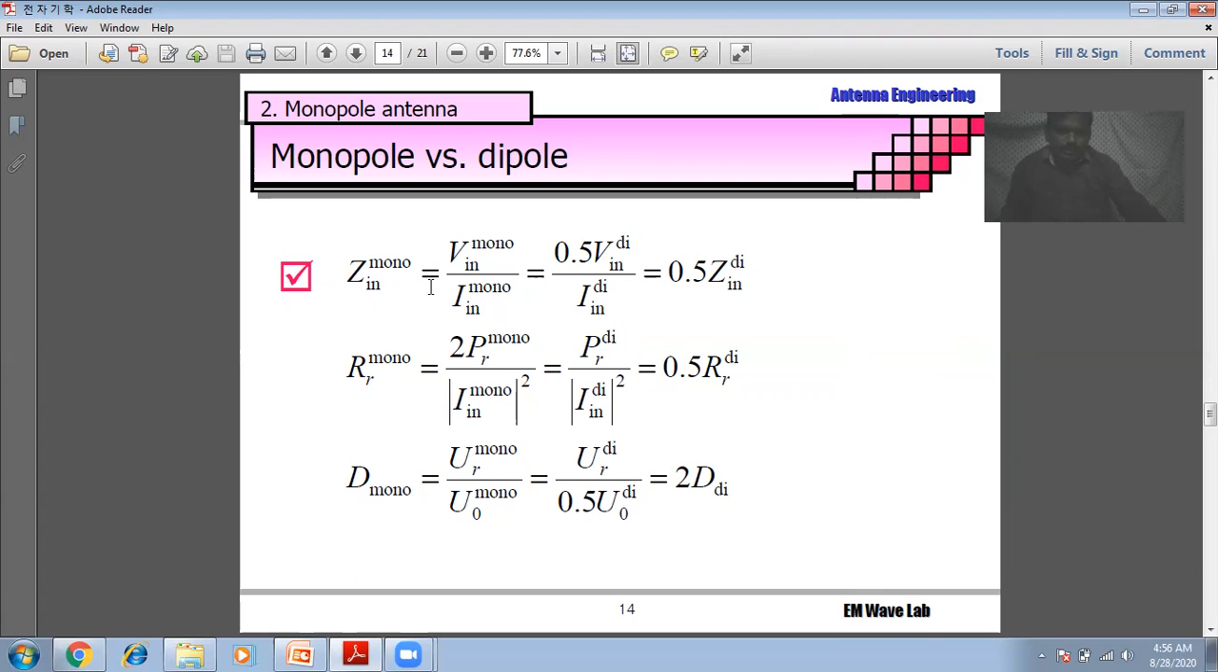And we come to the input impedance of this monopole antenna. The input impedance is also half that of the input impedance of the dipole antenna. Since the distribution of the voltage is also becoming half, the ratio of voltage to current is equal to 0.5 of the input impedance of the dipole antenna. In this way, the comparison between the characteristics of the dipole antenna and monopole antenna can be made here.